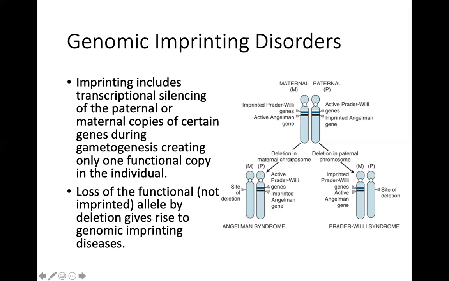Now, ano nangyayari sa Angelman syndrome? Sa Angelman syndrome, deletion of the maternal chromosome. So wala ka na ditong site of chromosome na yon. So wala ka nang active Angelman gene. So meron tayong natira na lang yung sa father or sa paternal. Okay, the same thing with your paternal gene. Once na merong deletion in paternal chromosome, so therefore the active Prader-Willi gene is deleted. So natira na lang yung sa maternal. So deletion of the maternal chromosome is Angelman syndrome, while deletion of the paternal is Prader-Willi.